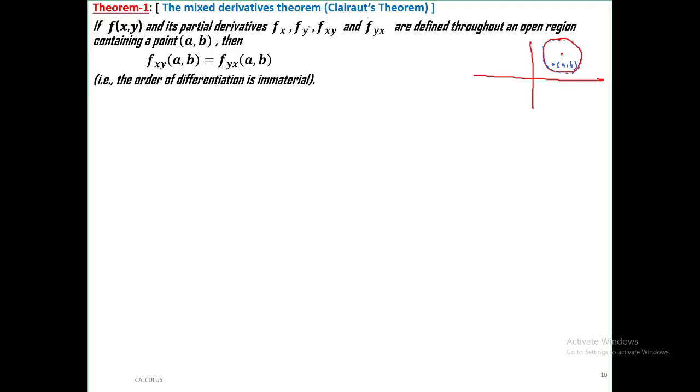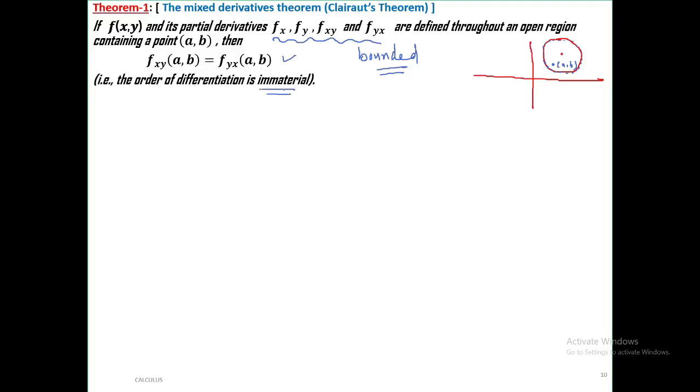That means, if all these functions are bounded in this region, then what is the conclusion? fxy at a comma b or fyx at a comma b. What is the difference between these two? First partial derivative with respect to x, after that with respect to y, but here first with respect to y, next with respect to x. That means the order is changing. But whenever these functions are bounded, then these two must be equal. That means first with respect to x or y doesn't matter, both fxy and fyx at the point a comma b are equal. That is, the order of differentiation is immaterial.